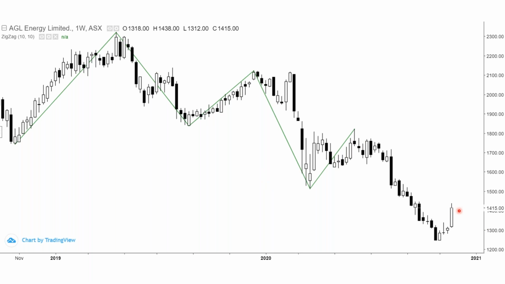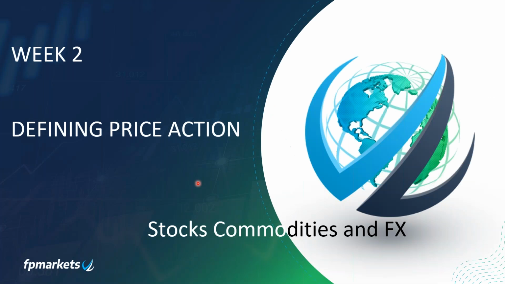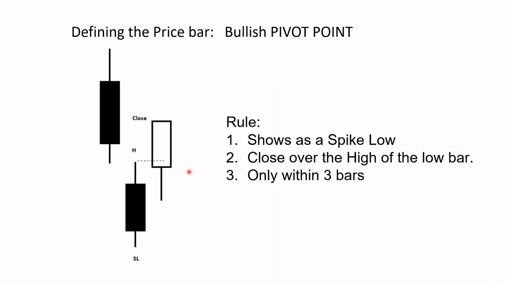This was from last week. This has actually turned down again this week as part of the trending action. It's actually moved a little lower as well. In week 2, we started to define price action, and we looked at what constitutes a pivot point. And this applies to all time frames, from 5 minutes out to weeklies and monthly charts.